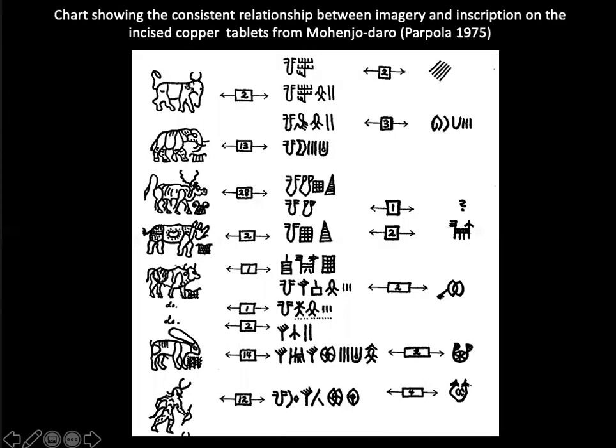The other interesting thing about the incised copper tablets is that the imagery and the inscription found on them are typically matched. In other words, molded tablets with an elephant will often have the same inscription on them. And this is something that you don't see in the seals at all. Generally, seals have unique inscriptions on them.